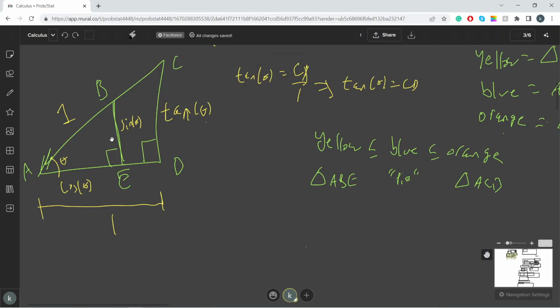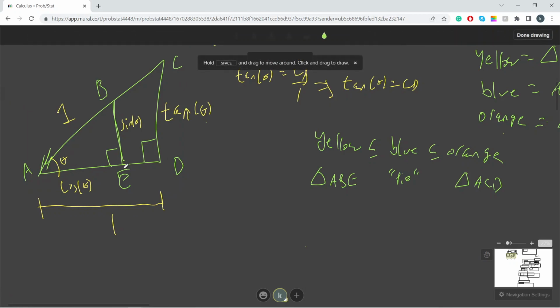The one critical insight you need to know is that the area of the triangle is 1/2 the base times the height. So because we know that the base is cosine theta and the height is sine theta, this is going to be 1/2 sine theta cosine theta.